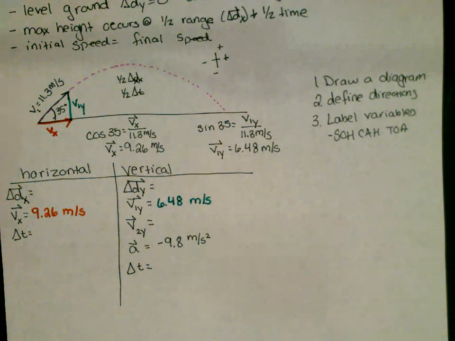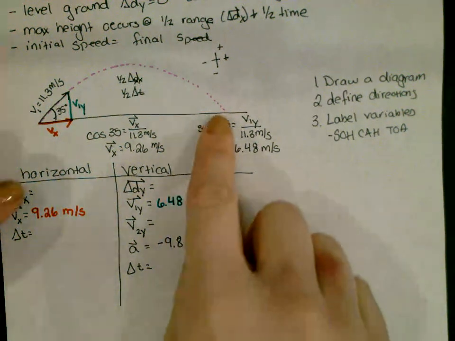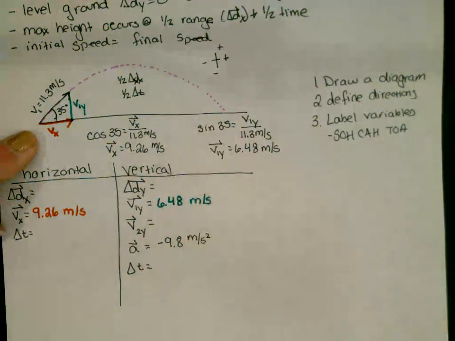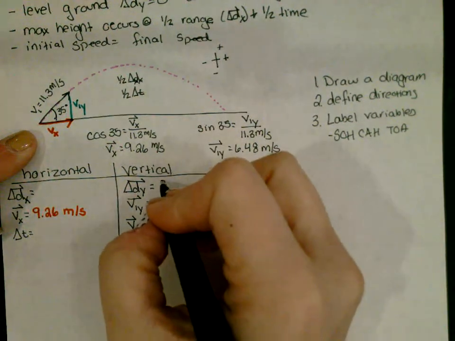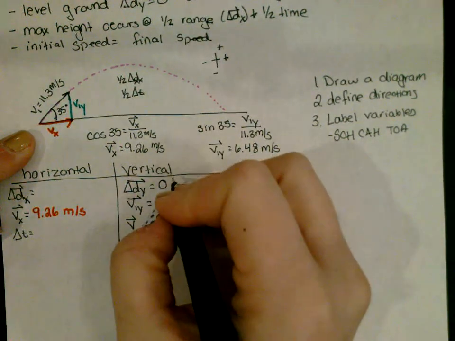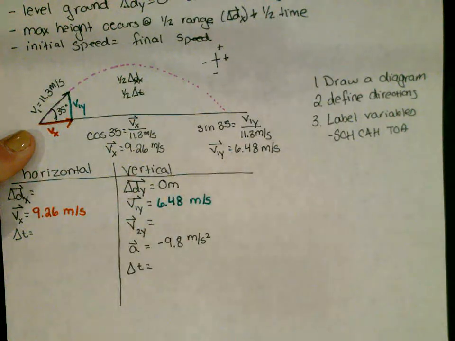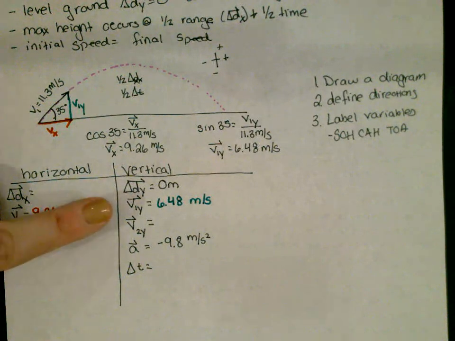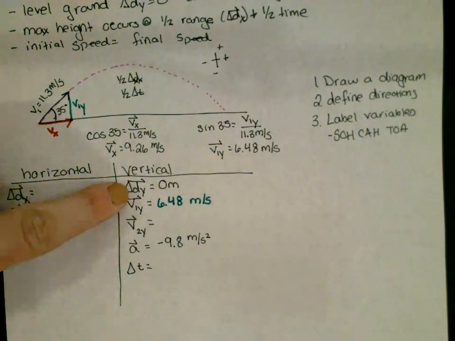Last but not least, we're on level ground. So when the ball hits the ground, we're at 0 meters for our vertical change here. It starts and ends at the exact same height. So our displacement on the y-axis is 0 meters.